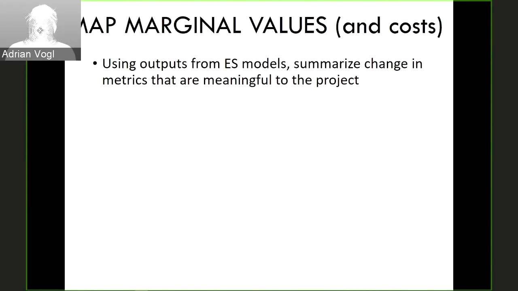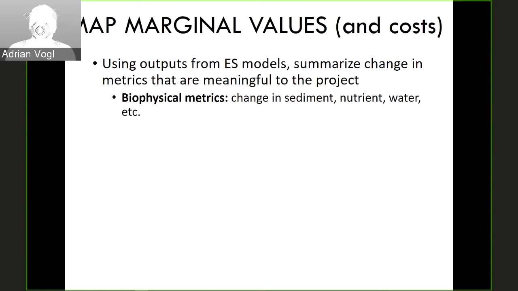So the term marginal value we use generally to refer to that change. So what is the marginal value of any given FLR intervention is the change in service that you expect to see from that intervention. And you want to summarize that change in metrics that are meaningful to the project's objectives and goals. One way to do that is just to do it in terms of biophysical metrics, like the first example I showed, the change in sediment or the change in nutrient or the change in water flow, either annually or seasonally.